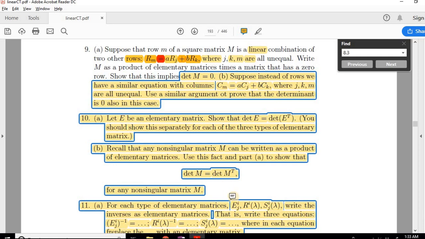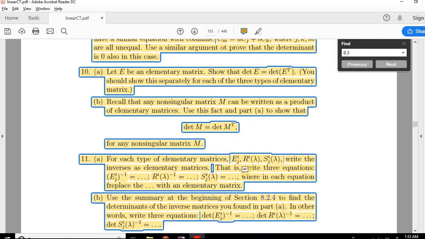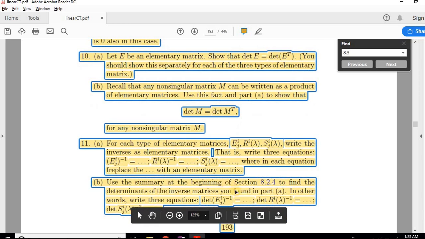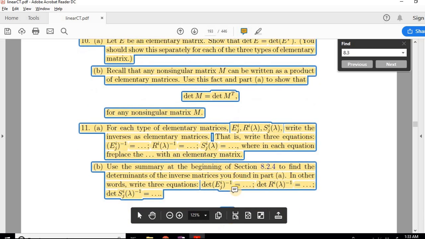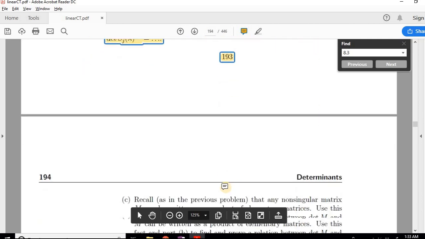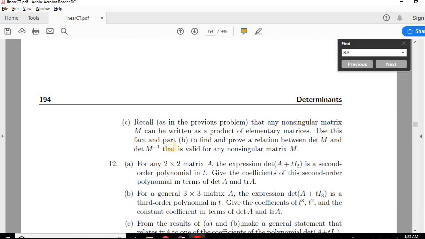All right, problem 11 is similar to problem 10. Problem 11 says you're doing basically the same thing. Instead of with transpose, you're doing it with inverse. So you're going to look at the three types of elementary matrix and show that their inverses are also elementary matrices. And then find the determinants of those inverses. That's in part B. And then you're going to use that information to find a relationship between the determinant of a matrix and the determinant of its inverse. So problem 11 is very parallel to problem 10.